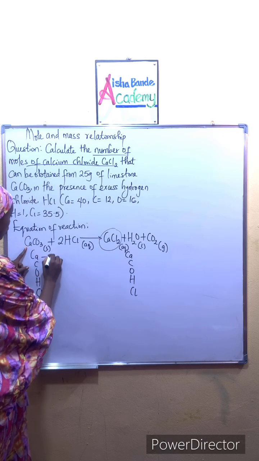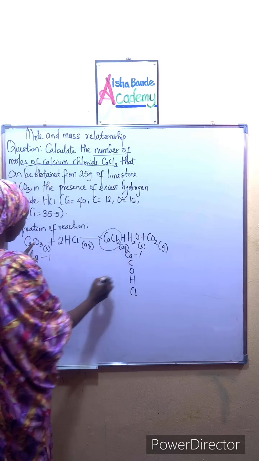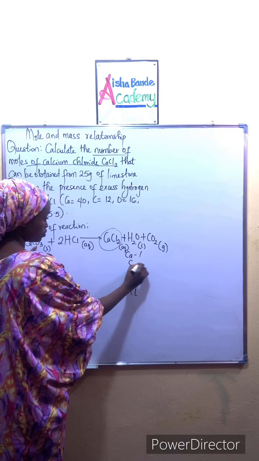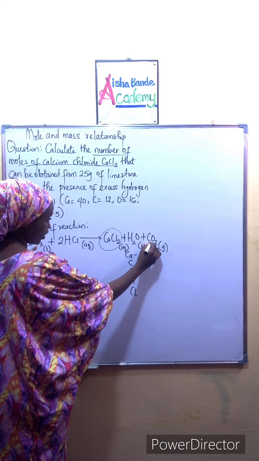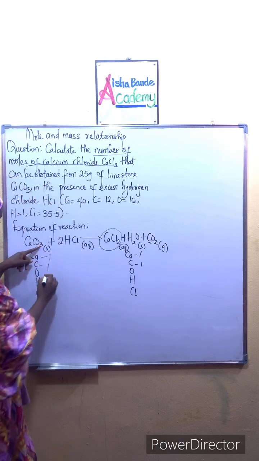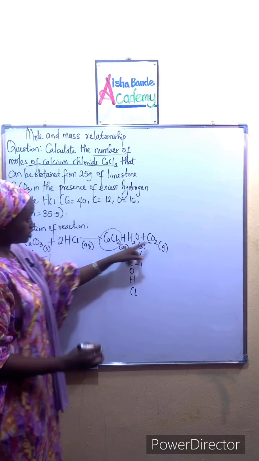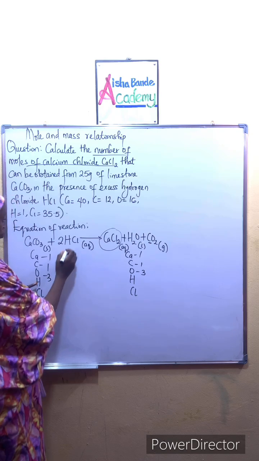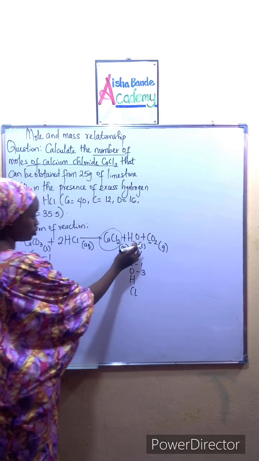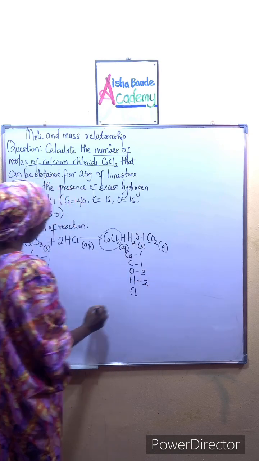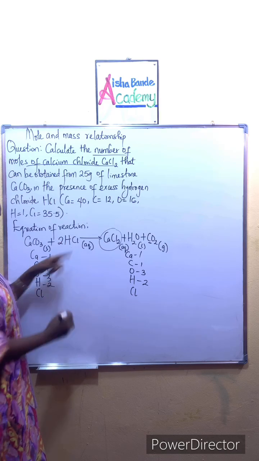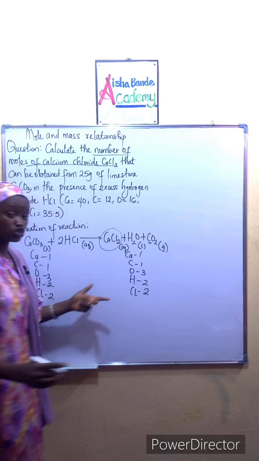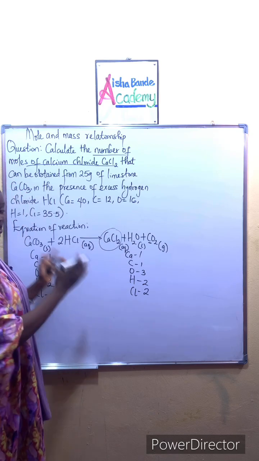So calcium here, we have it to be 1. Calcium here also is 1. We have our carbon here. Carbon is 1 here. Carbon also is 1 here. So oxygen here is 3. We have oxygen here to be 3. Oxygen here is 1 plus 2, which is 3. So oxygen here also is 3. So for hydrogen, hydrogen here is 2. On the product side, hydrogen is also 2. Then for the chlorine, chlorine here is 2 on the reactant side. On the product side, chlorine is also 2. So this indicates that we have a balanced chemical reaction.